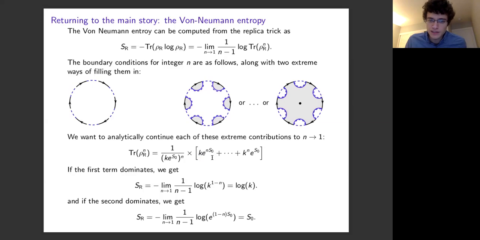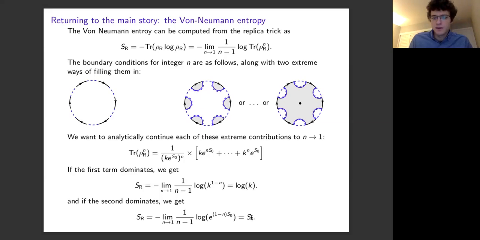So if k is reasonably small and the first term dominates, then we can just continue that term. And that's easy enough. That gives us the entropy log k. If the last term dominates, this completely connected geometry, this replica wormhole, then the factors of k cancel. The k to the n here cancels the k to the n here. And we get an expression just involving s naught. And in fact, it's just s naught. So for small k, we get log k. And for very large k, we get s naught. So that's basically what we wanted to find.